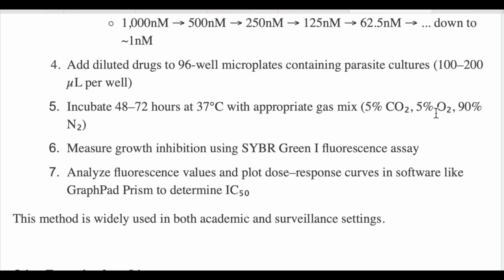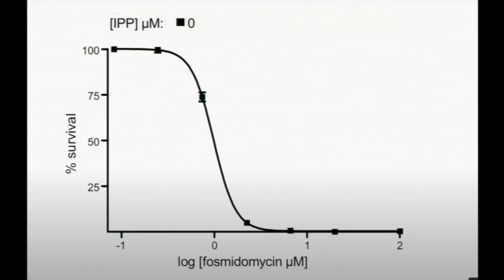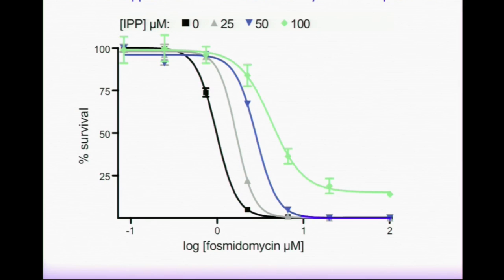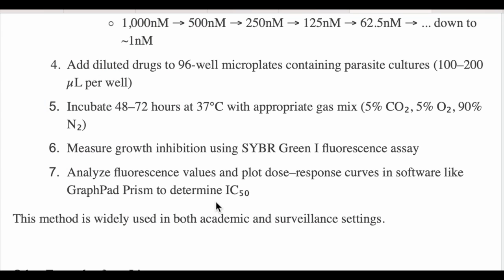Then you analyze the fluorescence values and plot dose response curves in software like GraphPad Prism in order to determine the inhibitory concentration 50. And then you can also look at the inhibitory concentration 90. This method is widely used in both academic and surveillance settings.